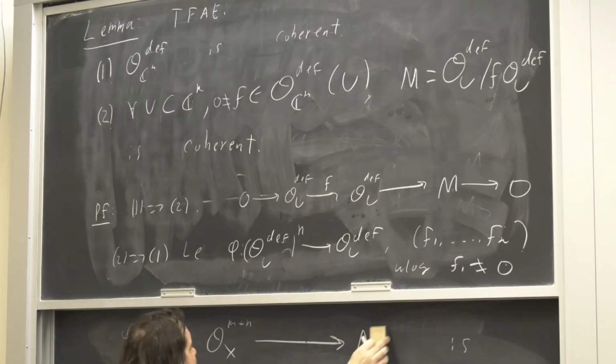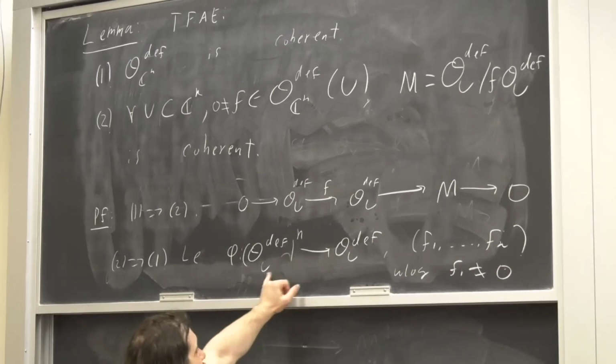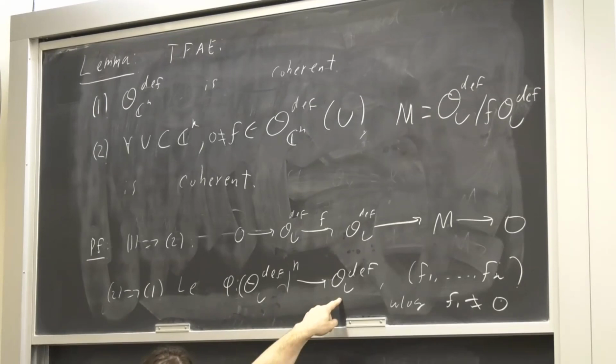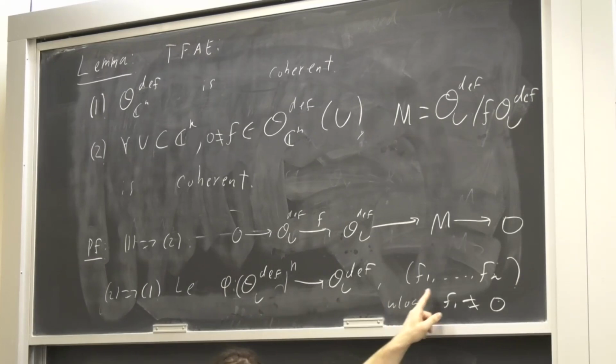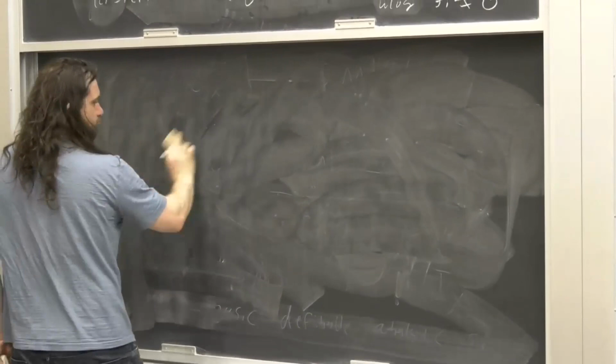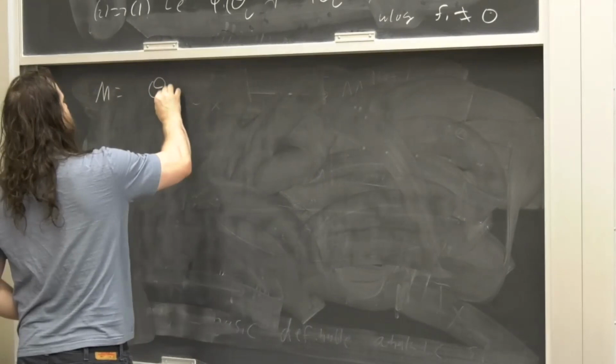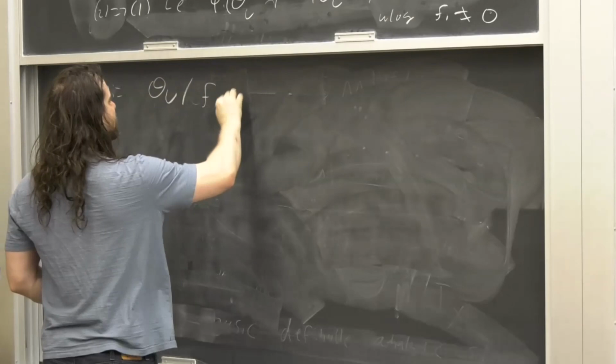What is f1 through fn? Oh, I just mean that's the map phi. So the map phi is given by n maps from this to this. Each map is determined by where one goes, so just multiplication by some function, and I'm letting these be the functions. This is like the matrix form of this map here. Yeah, sorry. So the kernel is exactly the relations between these functions. Okay, so now let M be, I'll separate the def, if you don't mind, just for a second, because there's no def rings here.